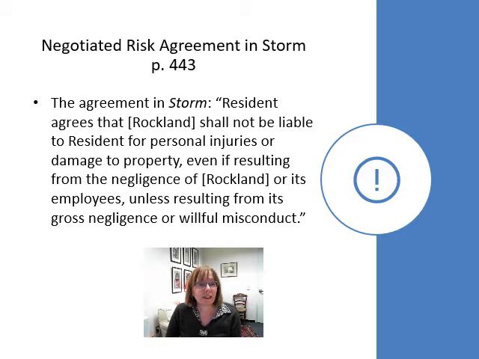The storm case included a complete waiver of liability, so it wasn't limited to injuries caused by storm's own actions and choices. It said the resident agrees that Rockland shall not be liable to the resident for personal injuries or damage, even if resulting from the negligence of Rockland or its employees, unless resulting from its gross negligence or willful misconduct. Now, almost every court that has considered such an agreement in a healthcare contract has invalidated it, just as the storm court did here, insofar as it actually reached the question. At least in its discussion, it said it would not be valid.